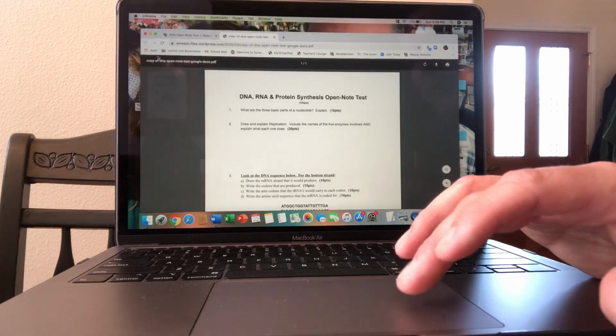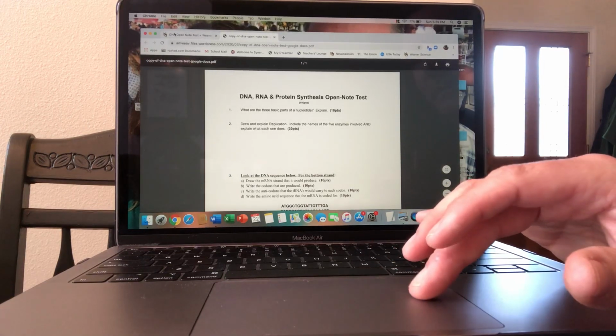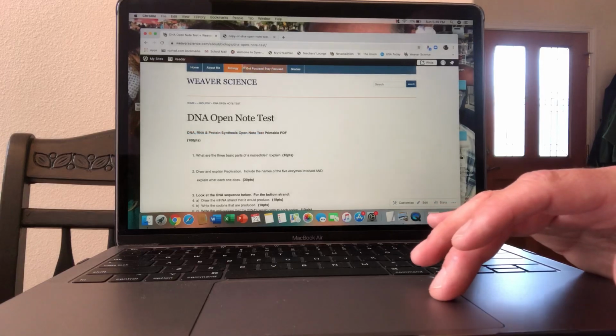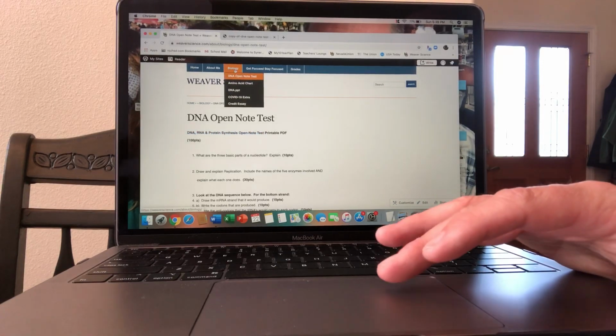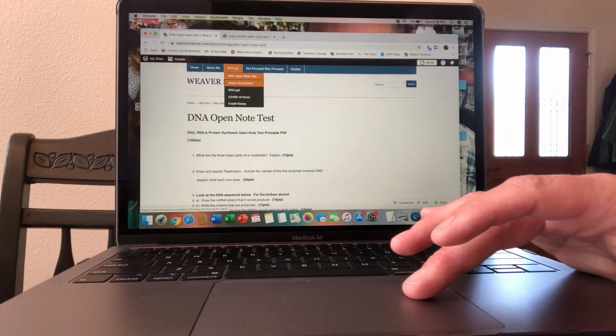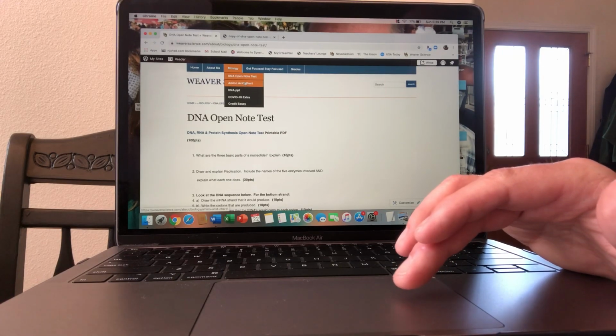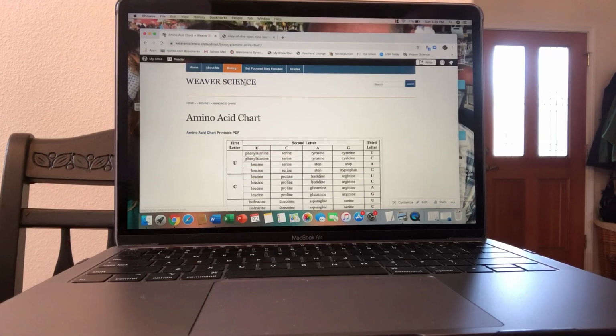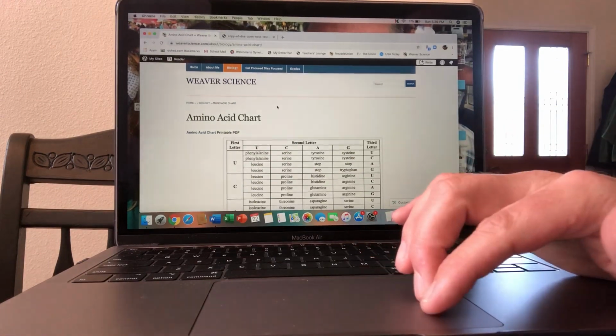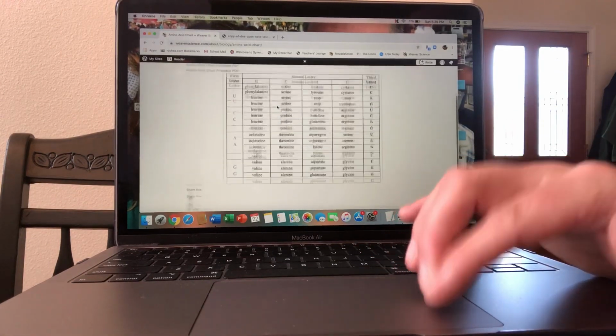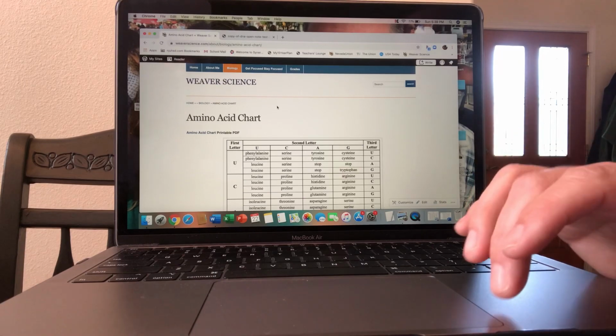And to help you guys out with this a little bit more, let me go back here. The second thing that I have on the bio list is the amino acid chart. This was the decoder chart that we used to decipher the different amino acids that were in proteins. And if you click on that, there it is. You can use that as well. You're going to need that in a couple of questions.